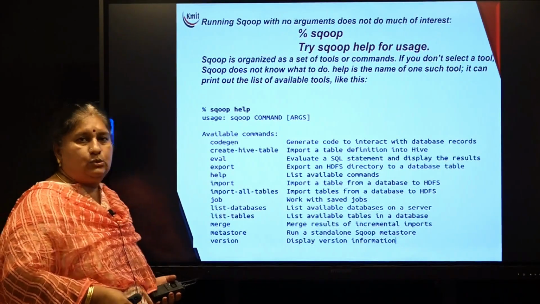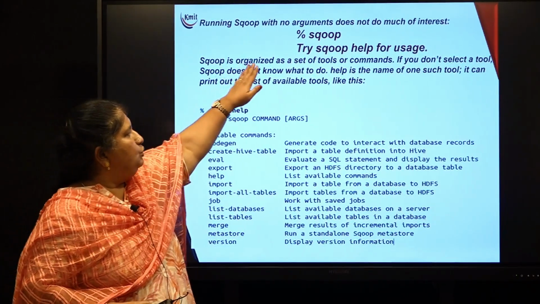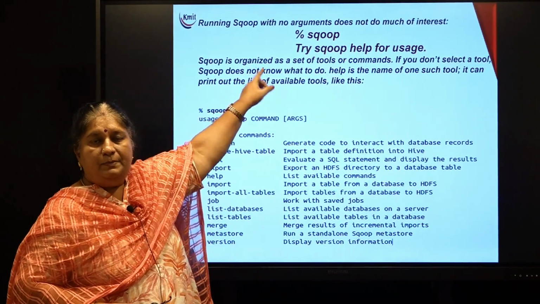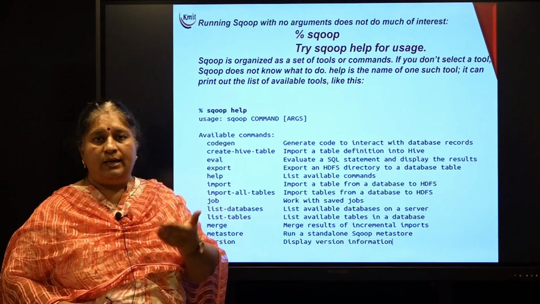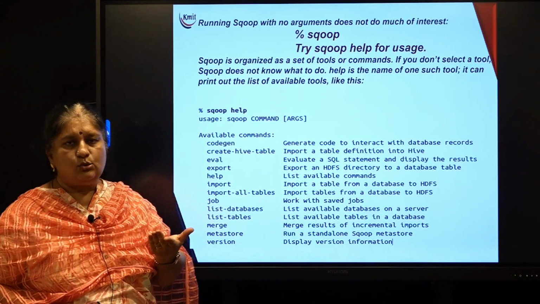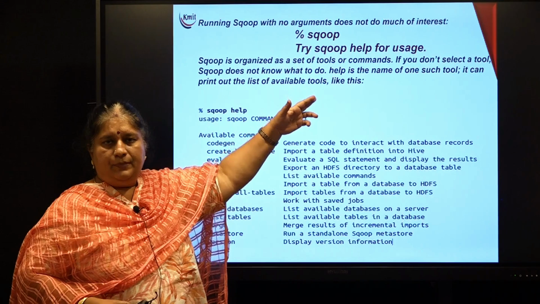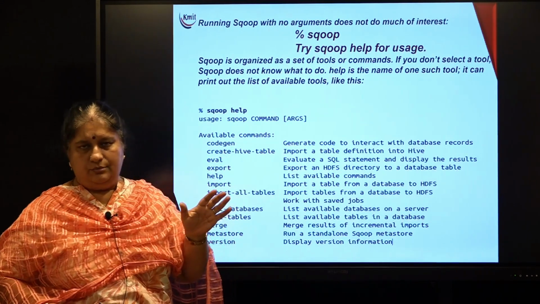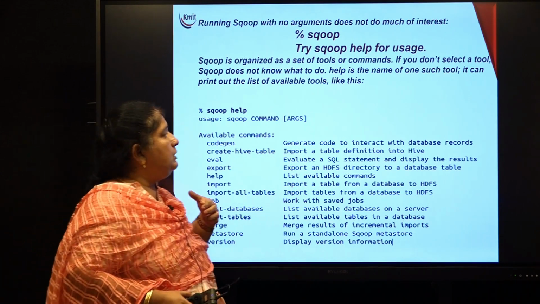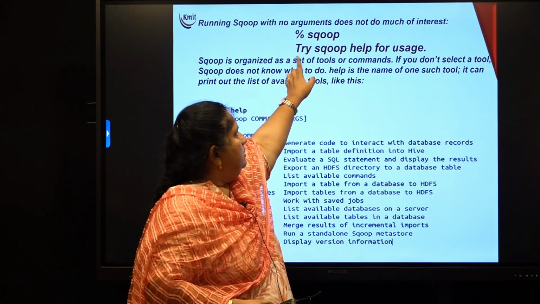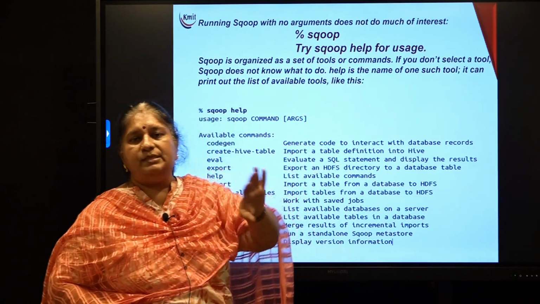After installing Scoop, how do I work with it? The executable script is Scoop and the prompt here will be the percent symbol. Near the percent symbol we can type in all our commands. We call them Scoop commands. First of all, if I just give Scoop, there is no specific output for that. The only thing you will see is the message: try Scoop help for usage.